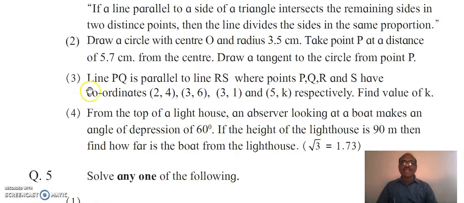Next, line PQ is parallel to line RS, where the points P, Q, R and S have the coordinates (2, 4), (3, 6), (3, 1), (5, k) respectively. Now find the value of k. Line PQ is parallel to RS. As these two lines are parallel, they have the same slopes. Therefore, find out the slope of PQ and the slope of RS and equate them, and you will get the value of k.